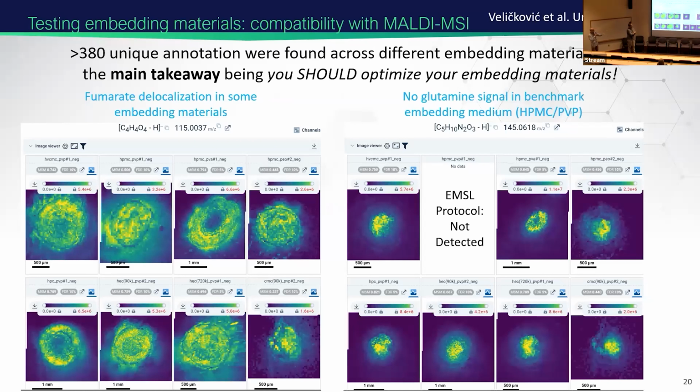And on the right-hand side, you can see that we also want to increase sensitivity, so we don't want any suppression of signal. So it is also something you need to be careful of.